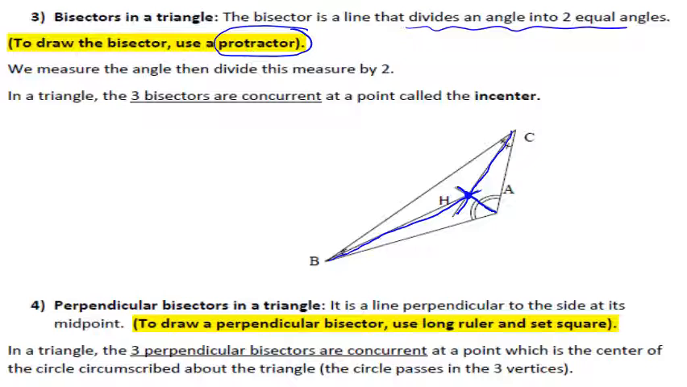The fourth line is the perpendicular bisector in a triangle. We all know that the perpendicular bisector is a line perpendicular to the side at the midpoint. To draw the perpendicular bisector, we use a long ruler and a set square. We use the long ruler to find the midpoint of the segment or the side. We use the set square to draw the perpendicular at the midpoint. In a triangle, the three perpendicular bisectors are concurrent, and this point is the center of the circle circumscribed about this triangle. This circle should pass through the three vertices of the triangle.